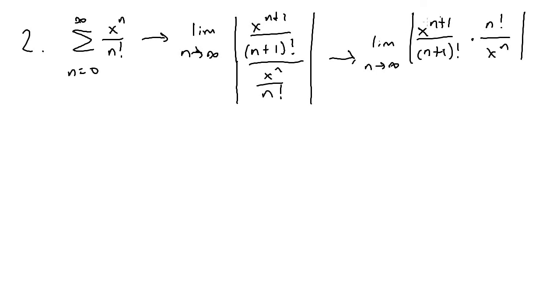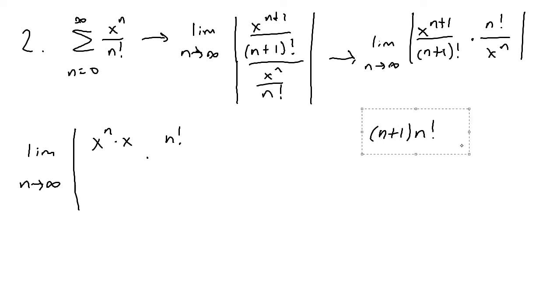Once again, I can simplify these by splitting up the exponent. So we get the limit as n approaches infinity of the absolute value of x to the n times x to the first, or just x, multiplied by n factorial. And n plus 1 factorial, I can also split up and rewrite as n plus 1 times n factorial.